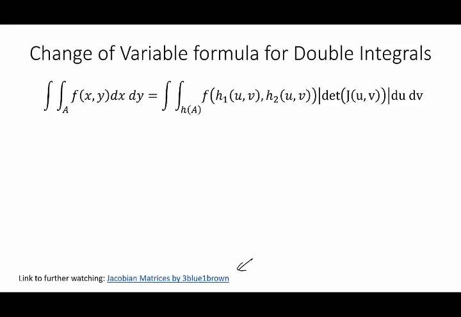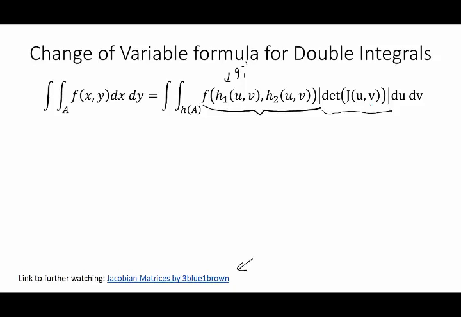Now, the change of variables formula for double integrals, I just wanted to make a couple of explanations here. It looks very similar to the change of variables formula for single integrals. Remember that we're using h as shorthand for the inverse of g. And notice we have the original function with the substituted values of x and y. And then we have this term, the absolute value of the determinant of J in u, v, which is taking the place of that absolute value of the inverse derivative from the previous slide.